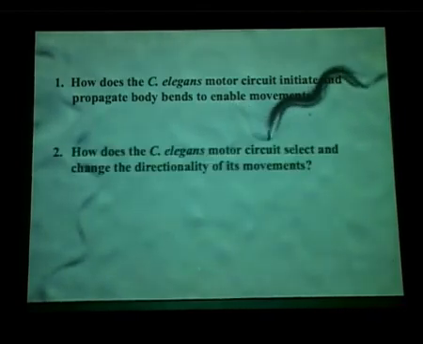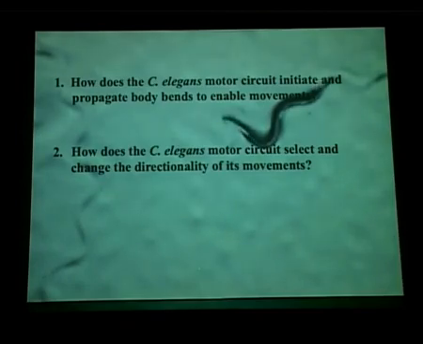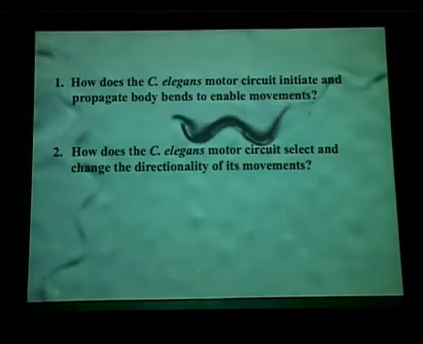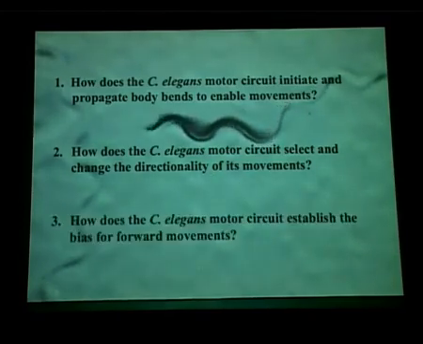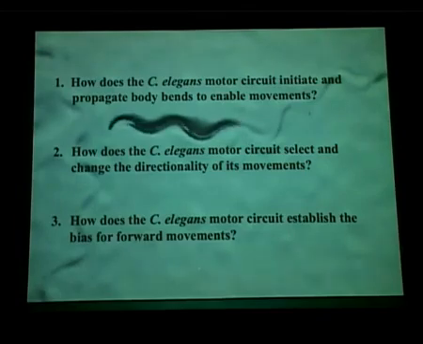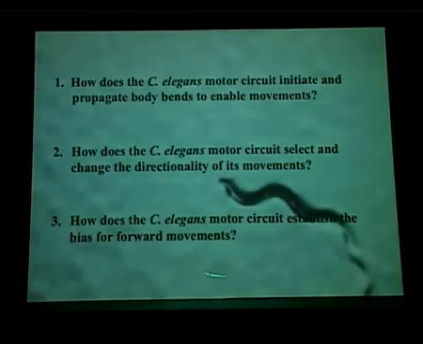So once the motor circuit generates these body bends, how does the C. elegans motor circuit select and change the directionality of this propagation direction that simplifies its movement? And lastly, we all know that like all the other animals, C. elegans like to forage as well. So what is the motor circuit basis that establishes this bias for the animal to usually prefer to go forward?